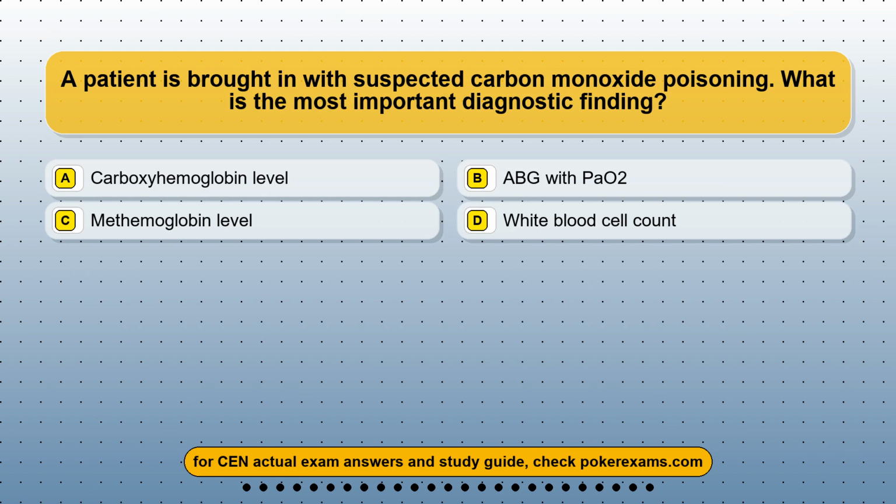Question 25. A patient is brought in with suspected carbon monoxide poisoning. What is the most important diagnostic finding? Option A, carboxyhemoglobin level. Option B, ABG with PaO2. Option C, methemoglobin level. Option D, white blood cell count.